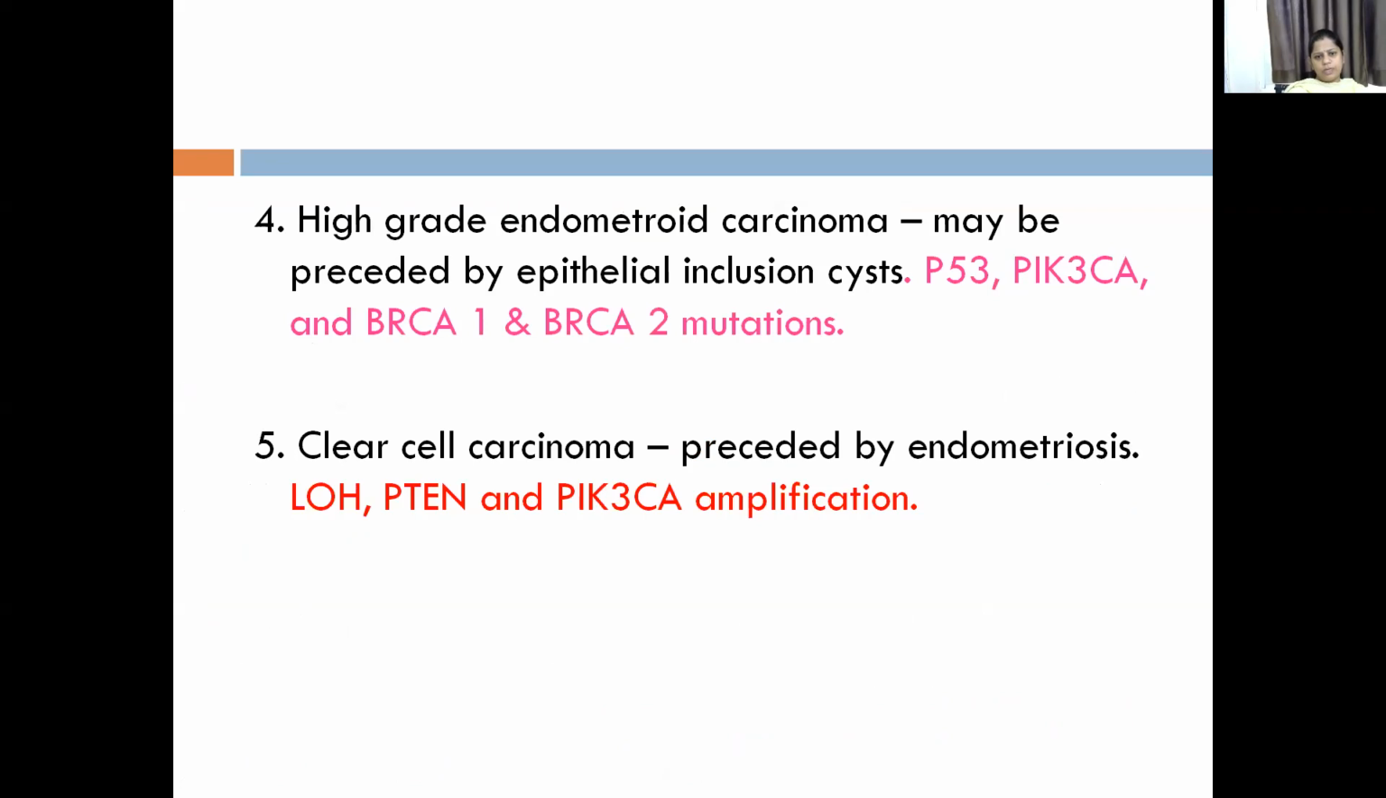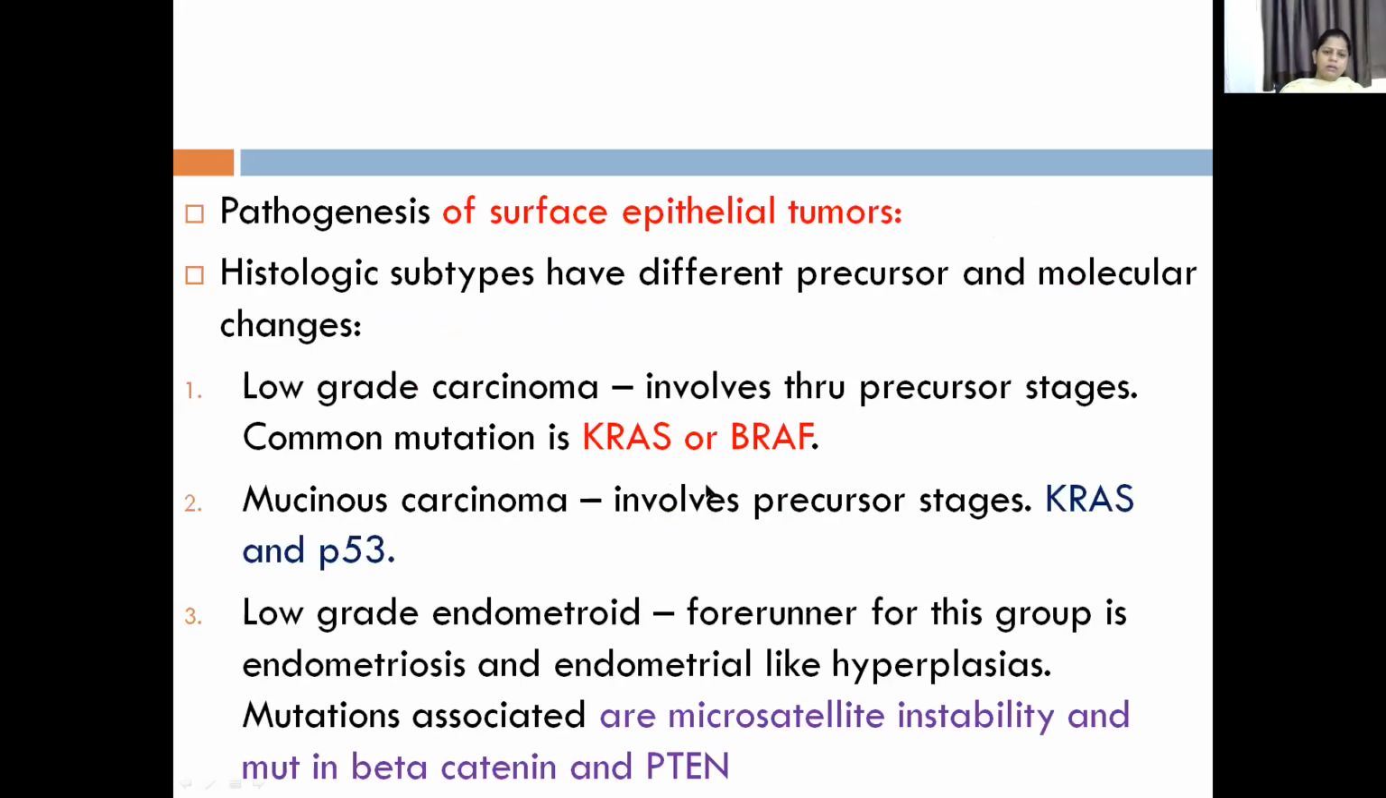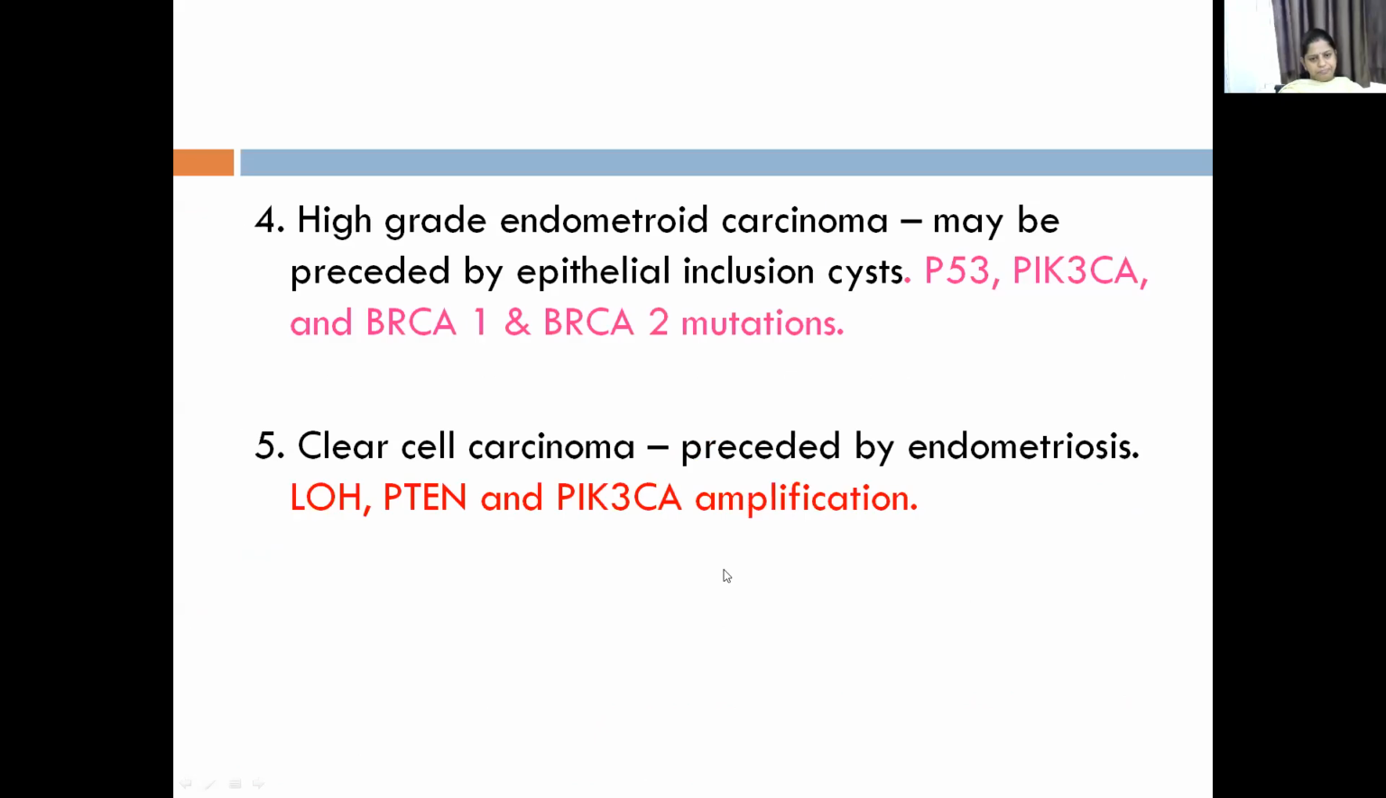High-grade endometrioid carcinomas are associated with mutations in P53, PIK3CA, and BRCA1 and BRCA2. Then again, the clear cell carcinomas also have to be preceded by foci of endometriosis, and there is loss of heterozygosity, PTEN and PIK3CA amplification. Okay. Of these, the important ones are the serous and the mucinous. KRAS and BRAF, KRAS and P53. At least try to remember these two entities.